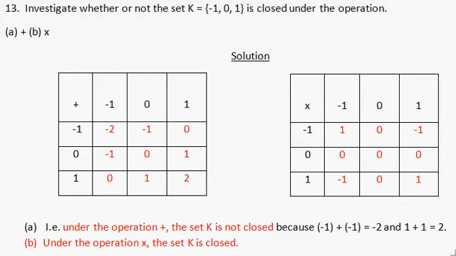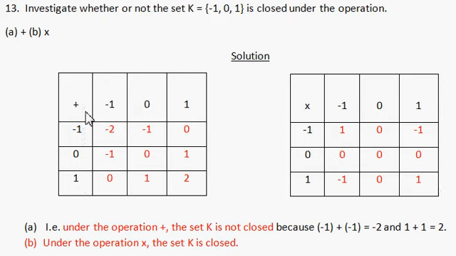In this video we shall be talking about how to check if a set of elements is closed under a given operation. So the question says investigate whether or not the set K is closed under the operation. For part A we have the addition sign, and for part B we have the multiplication sign. The first thing we need to do is to draw a table which will contain our sign. For part A we have our addition sign and the elements of set K.